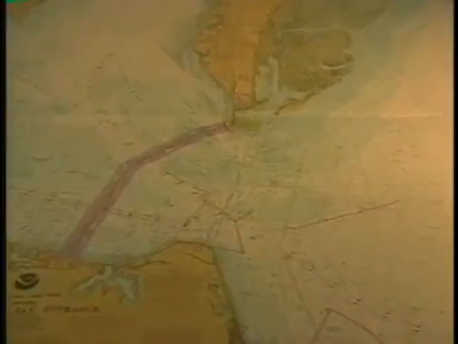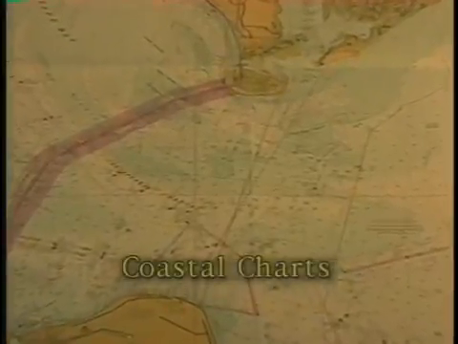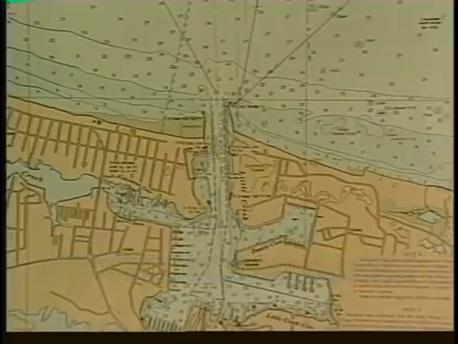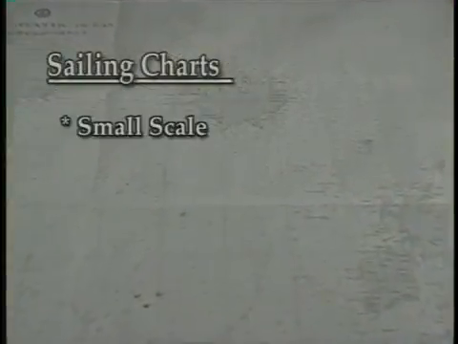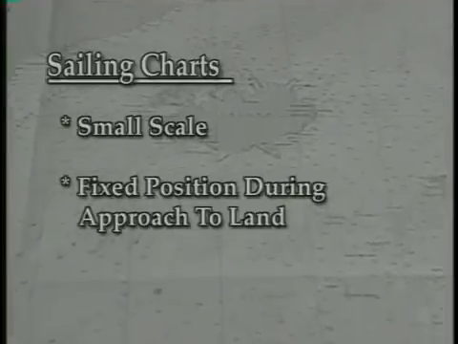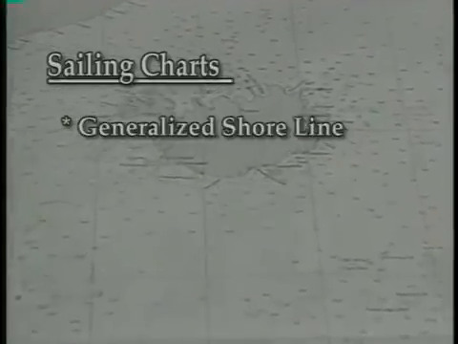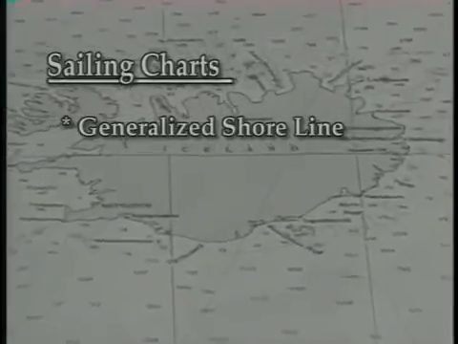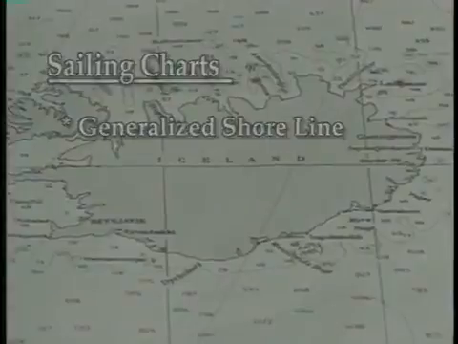Individuals acting as navigators or boat coxswains may use one of three types of charts: coastal charts, sailing charts, and approach harbor charts. Sailing charts use a small scale. They show a large area. They are used to fix position during approaches to land. They only show generalized shoreline and topographic characteristics. They also depict offshore soundings.